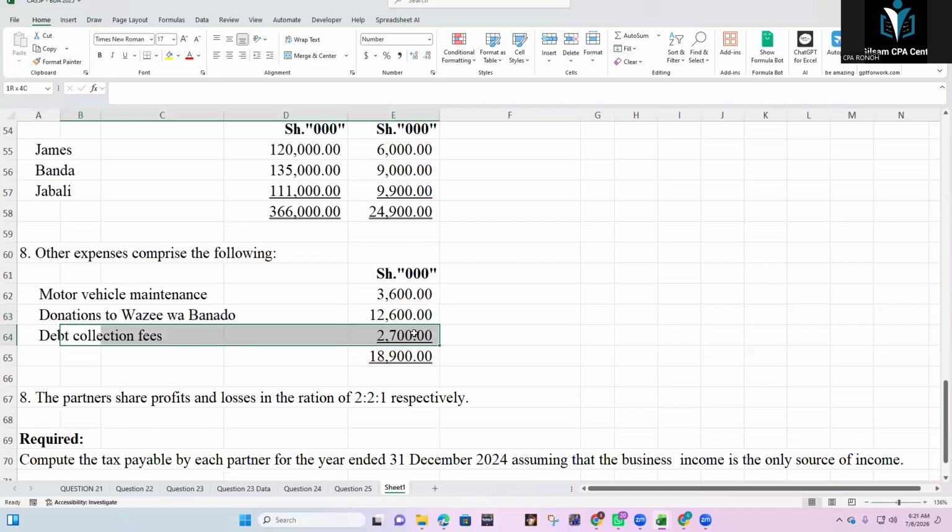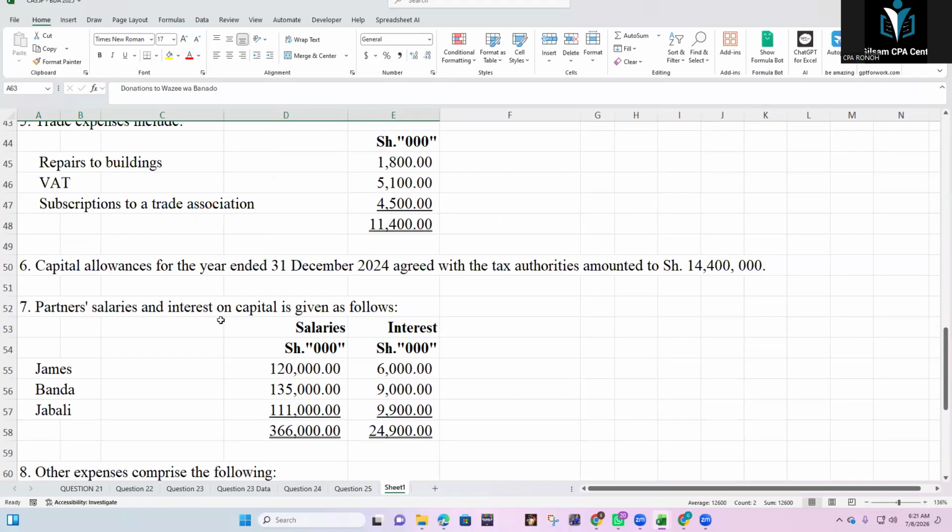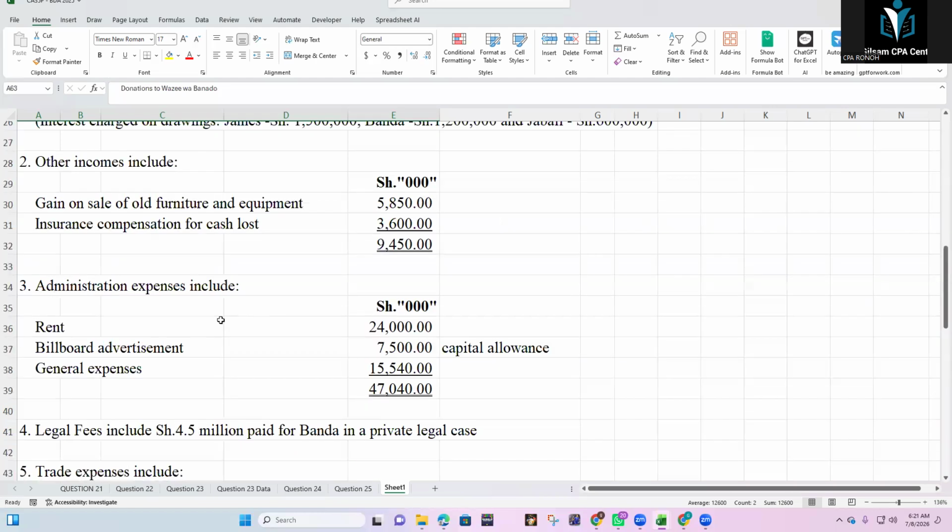Debt collection also is allowable. But you can also use your assumption. Remember, in most cases for tax purpose, you are using assumption. You can decide to take Wase and say it is a non-charitable organization because the examiner in this case is silent. So you can use your assumption. So now we have finished with additional information.